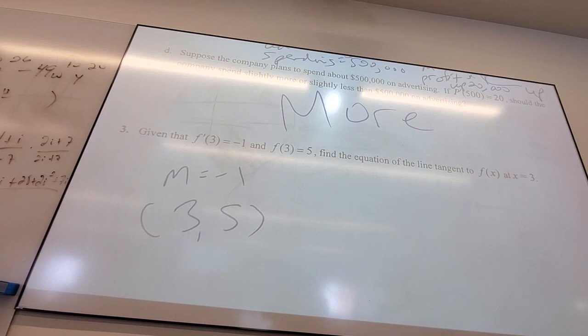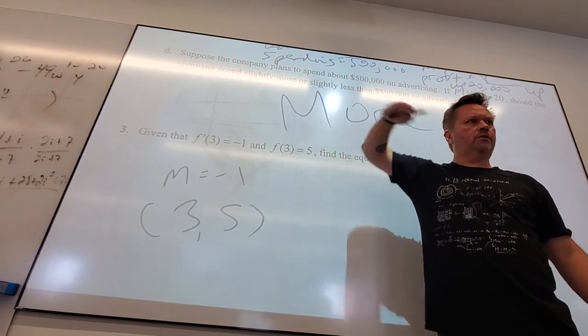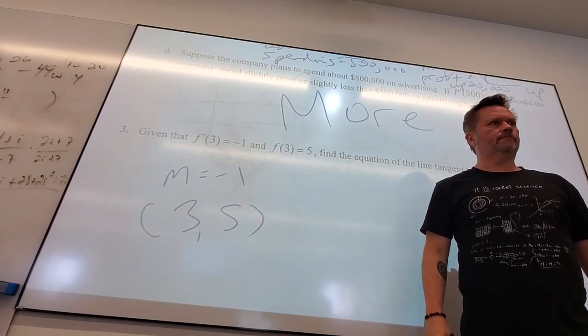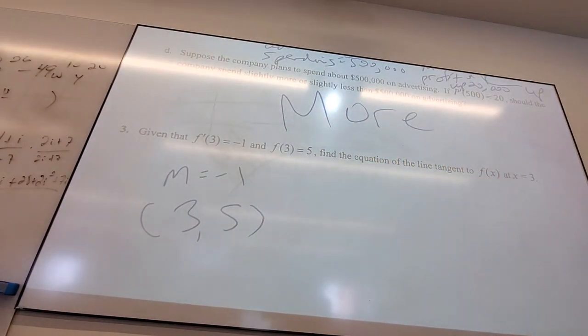So, when y is 3, the slope is negative 1? No. When x is 3, right? X is the input. At this point, x is 3 and the slope is negative 1. It's going down 1 at 3. So the slope is negative 1 at this point. The slope is negative 1 at 5, at this point. Oh, okay.